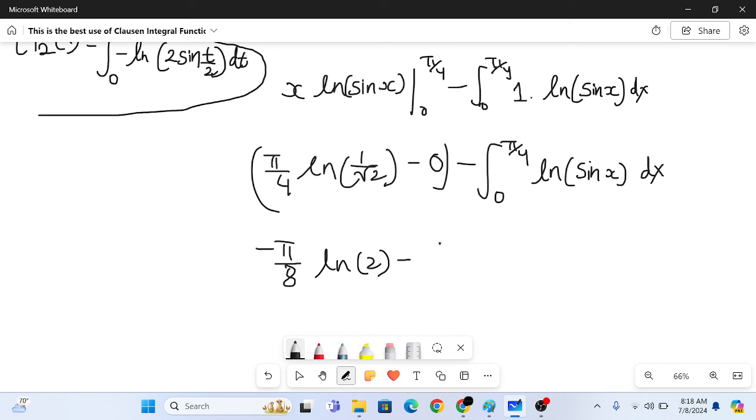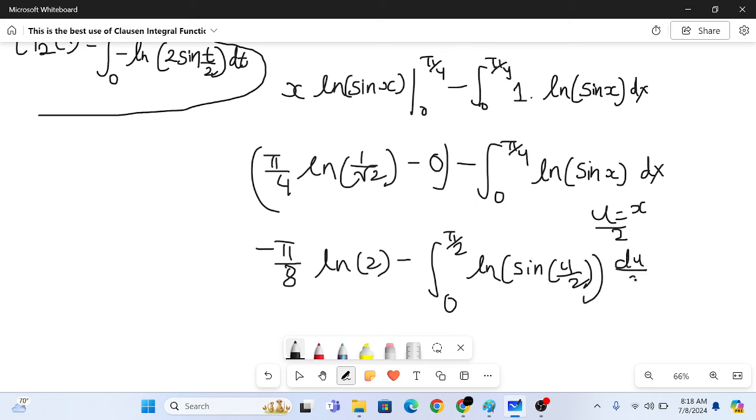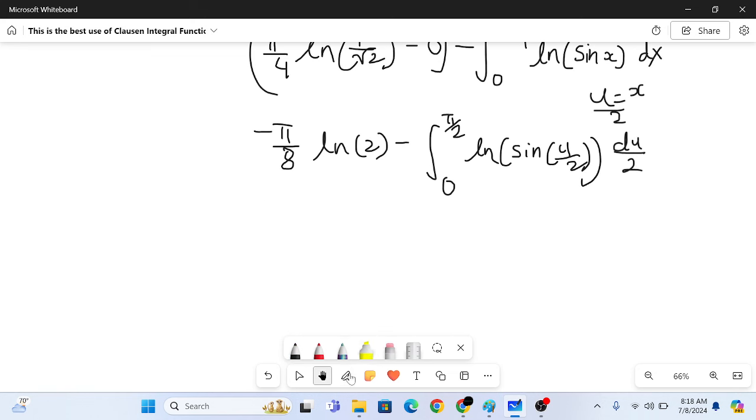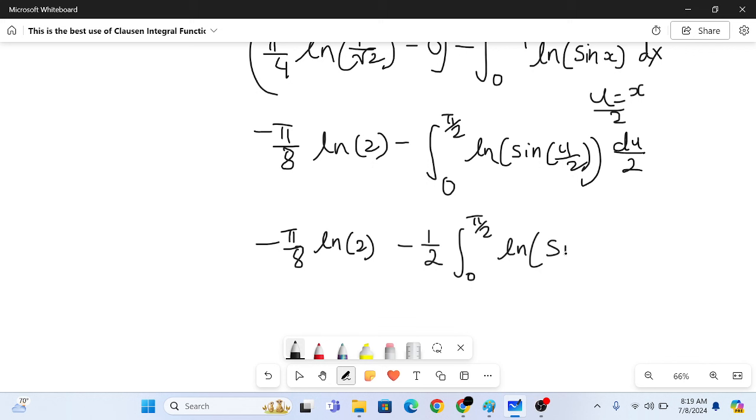So what I can do is make a substitution. Let's say u by 2 is equal to x, so u equals 2x. Then this will be integral from 0 to pi by 2 of ln of sine of u by 2, and dx will be du by 2. Good. Now I can take 1 by 2 out. So this is minus pi by 8 ln 2 minus 1 by 2 integral from 0 to pi by 2 of ln of sine u by 2 du.